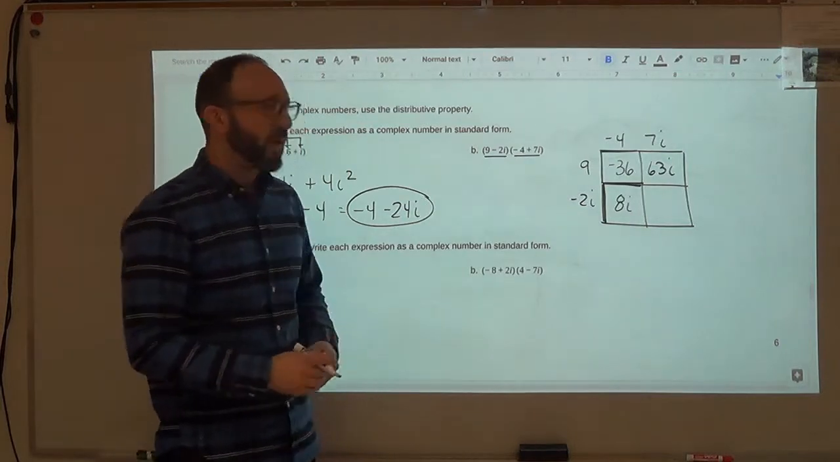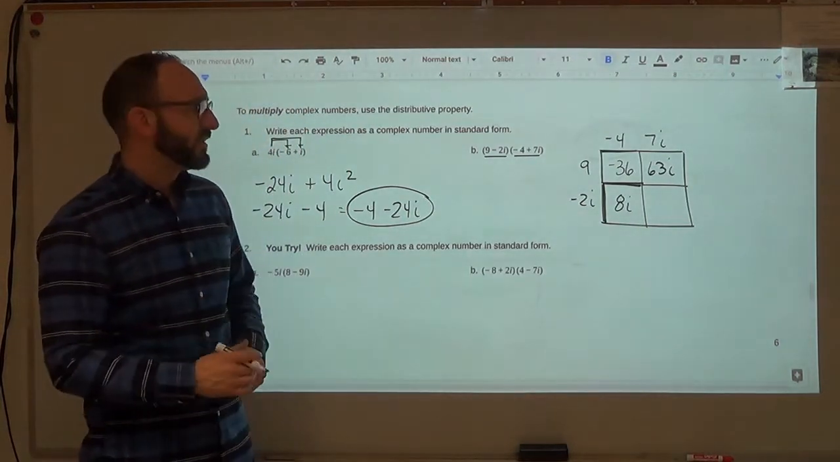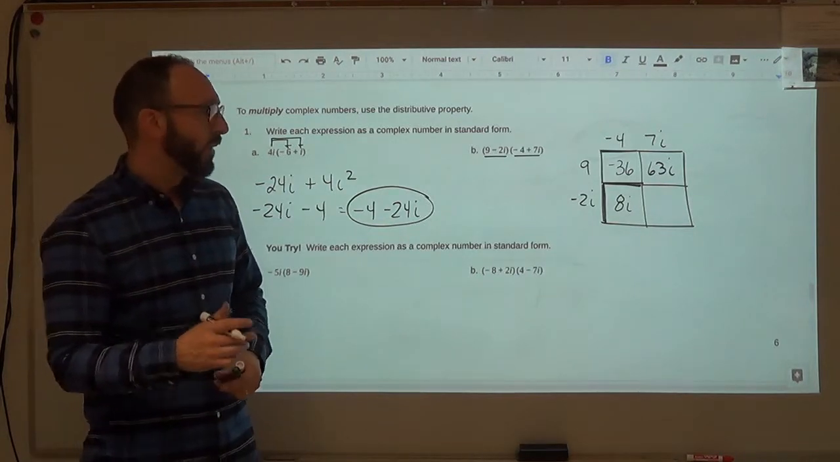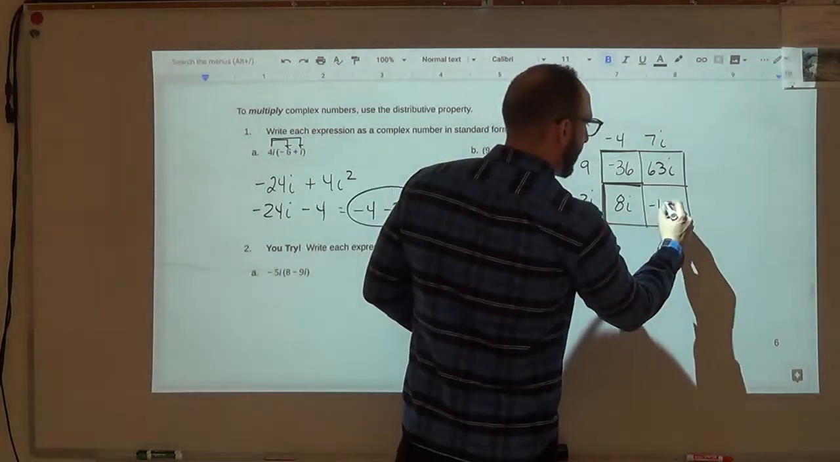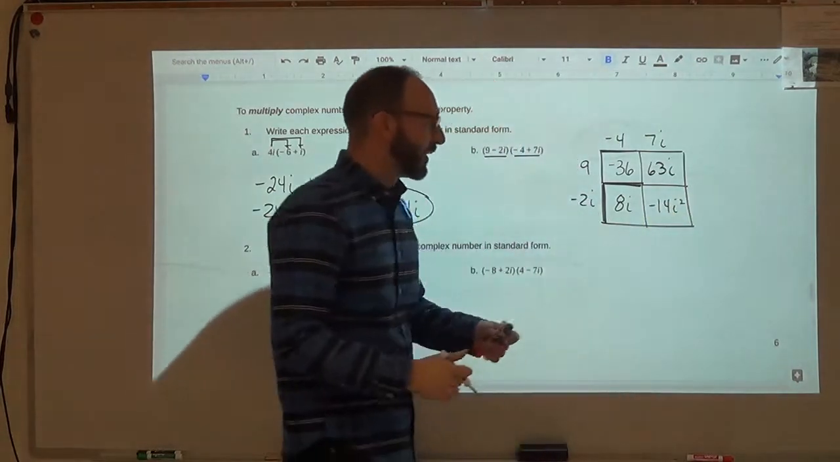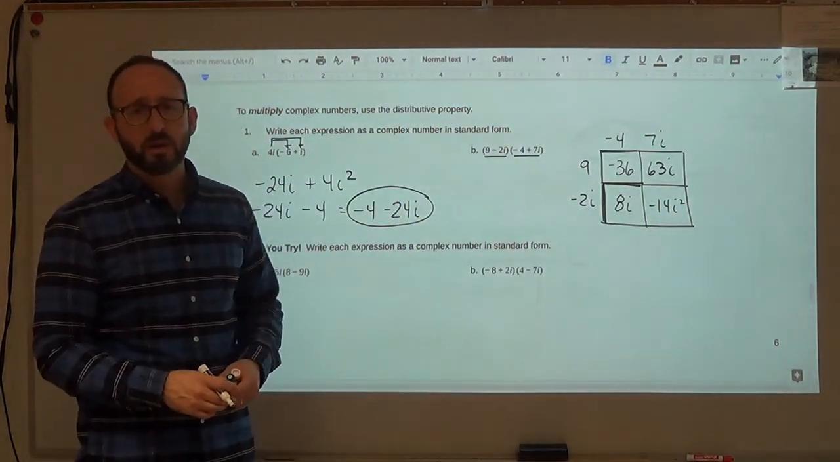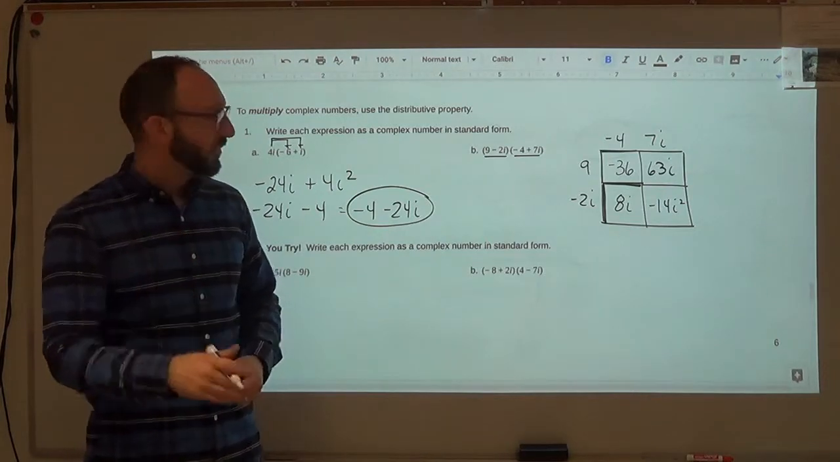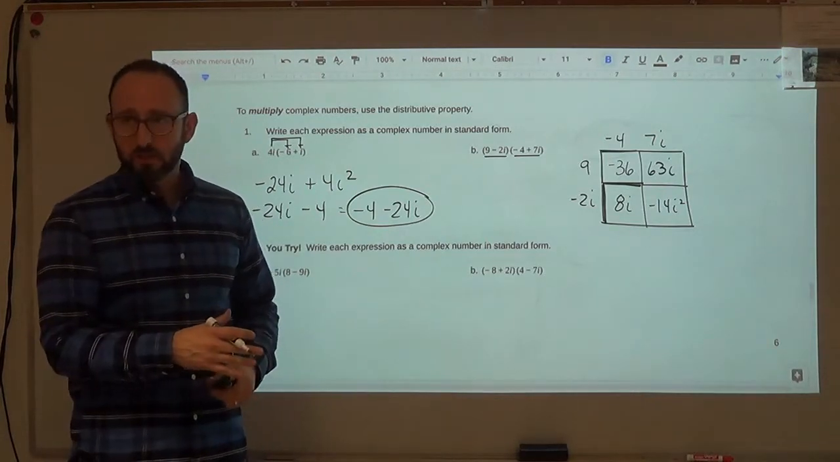And then the bottom right-hand corner, what are the dimensions of that rectangle? Negative 14i squared. Okay, well that would be the area. What are the dimensions? How did you get negative 14i squared? 7i times negative 2i. Right, so 7i would be the width, negative 2i would be the length. Clear there?